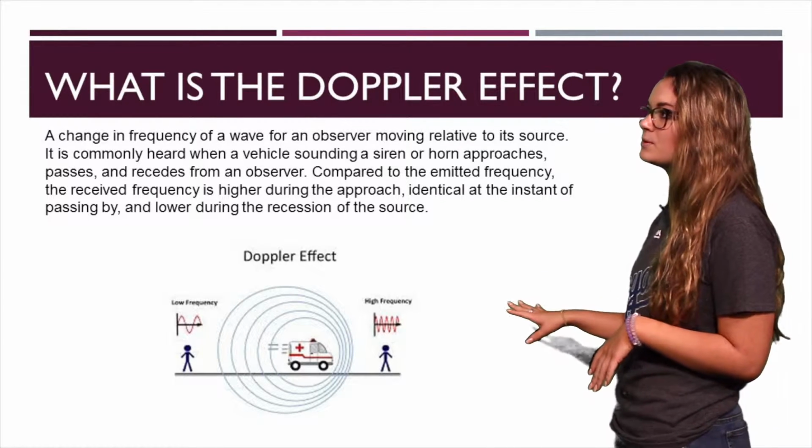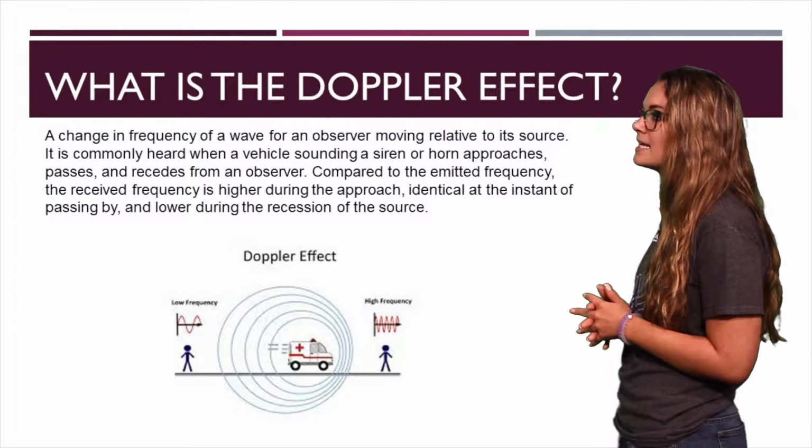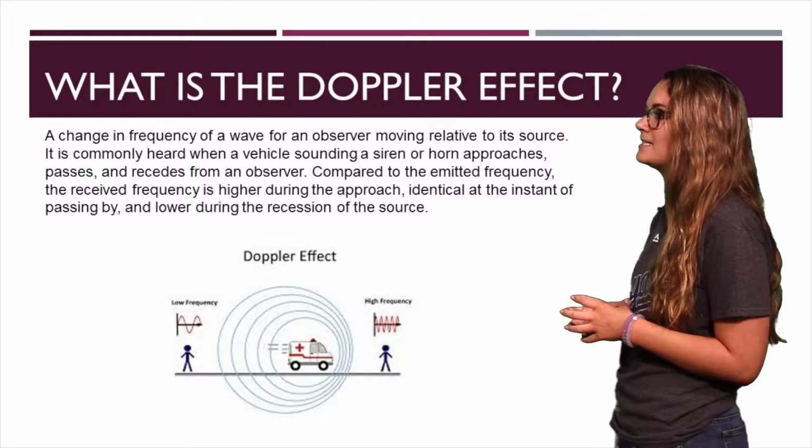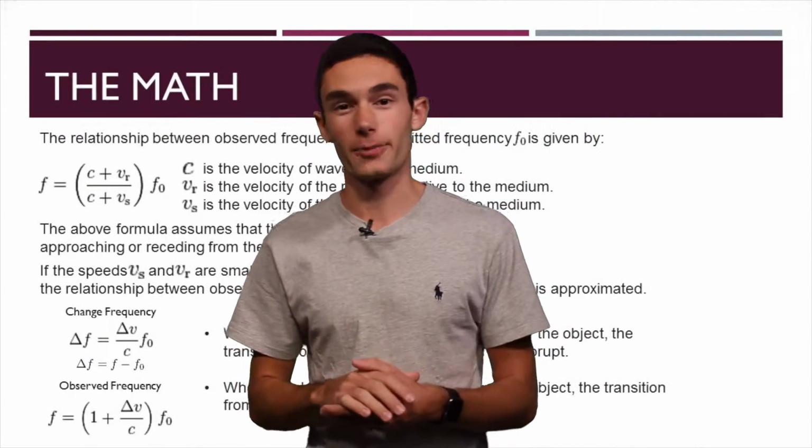Compared to the emitted frequency, the received frequency is higher during the approach, identical at the instant of passing by, and lower during the recession of the source. And now to talk about the math behind the Doppler effect.